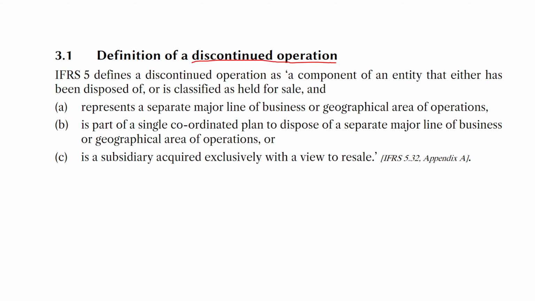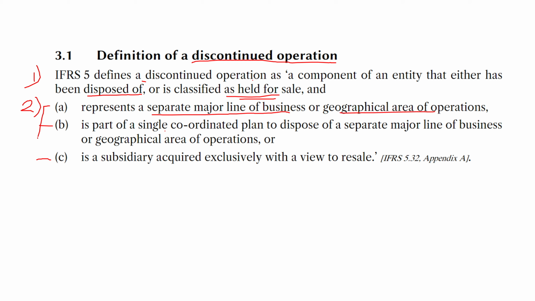So a discontinued operation is either an operation that's been disposed of during the year or is classified as held for sale. So that's criteria number one. And then we have criteria number two, where we have three options. We have to go through these three options and see if they've been met. So separate major line of business, so it has to be separable. Okay, so I think the India branch would meet this definition.